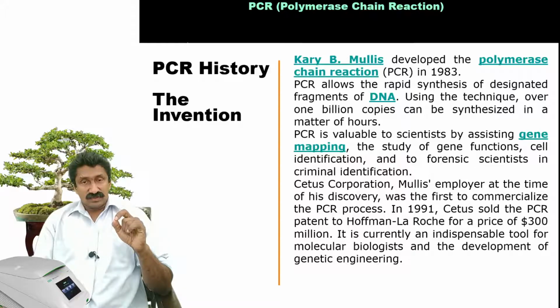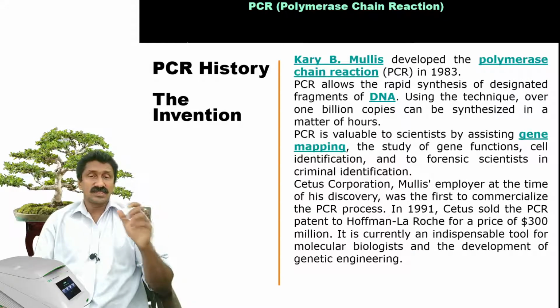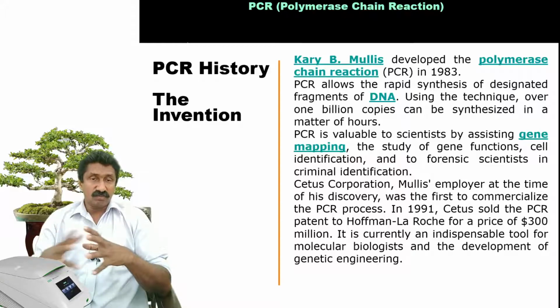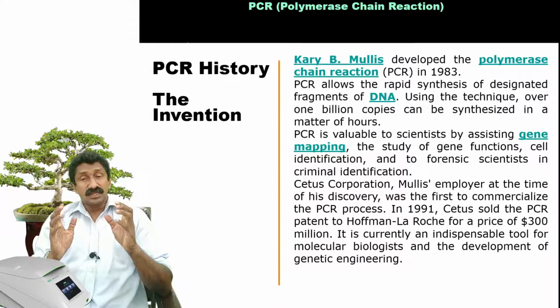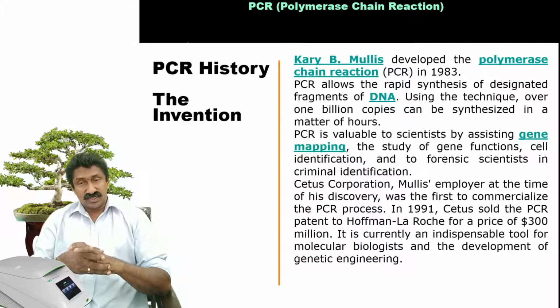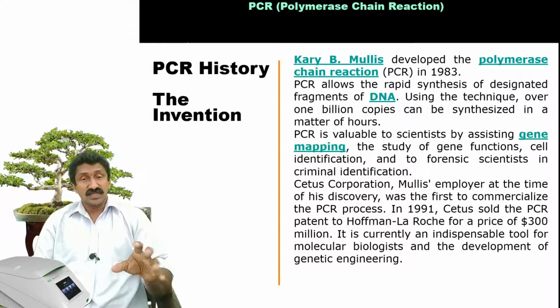Cetus Corporation, Kary Mullis' employer at the time of his discovery of PCR, was the first to commercialize this PCR process. In 1991, Cetus Corporation sold this PCR patent to Hoffmann-La Roche, another company, for a price of about $300 million. It is currently an indispensable tool for molecular biologists, and the development of genetic engineering is solely based on this PCR technique.